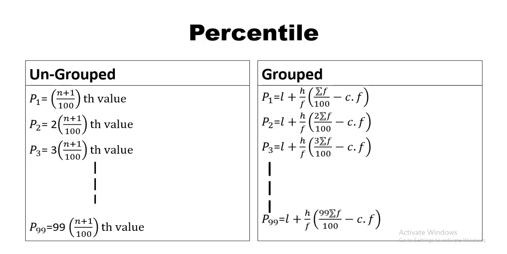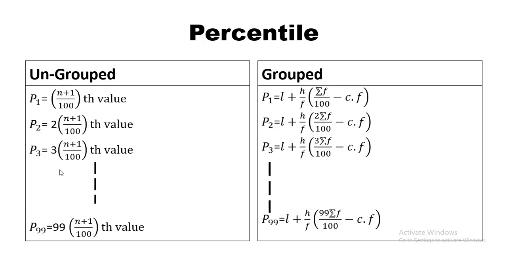And the relation: let's say you want to calculate the value for the 50th percentile. Then the value will be P50 equals 50 into (n plus 1) divided by 100. If I cancel, 50 ones are 50 and 50 twos are 100, so I can see that the formula turns into the median formula. Alright, so the same is the case for grouped distribution as well.